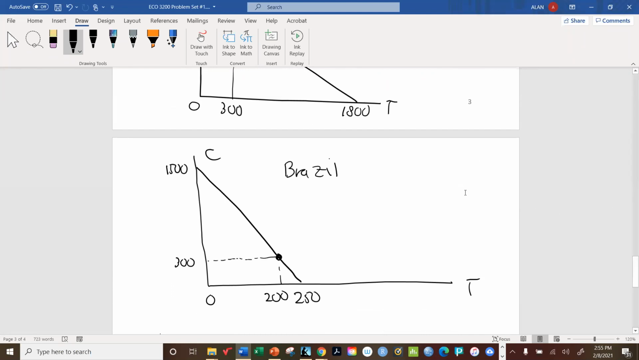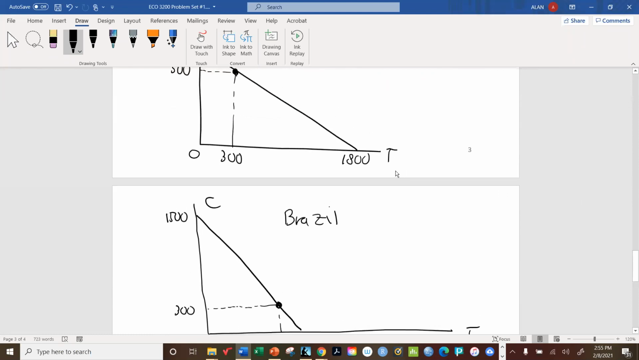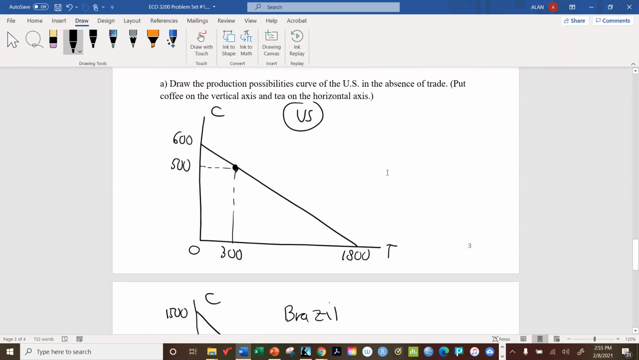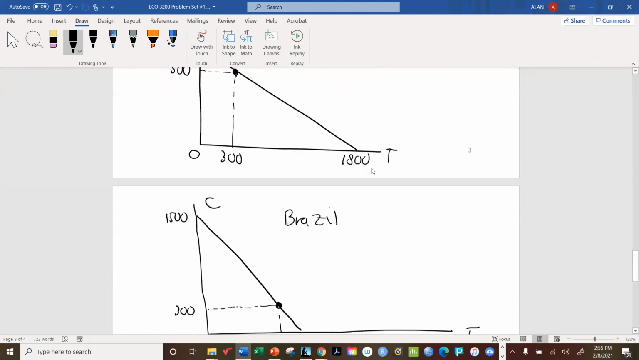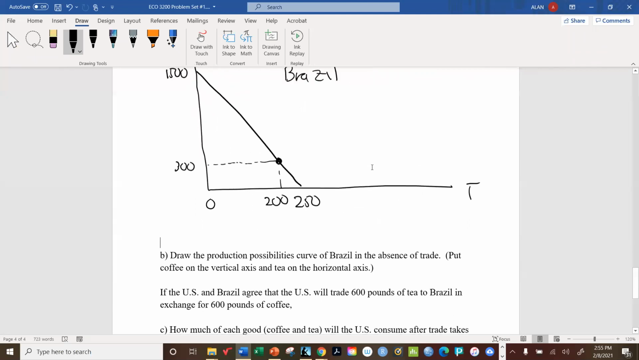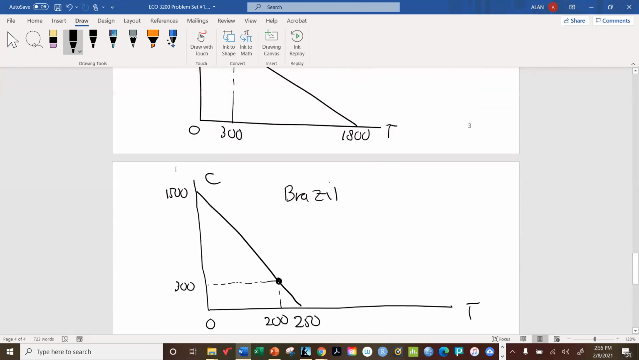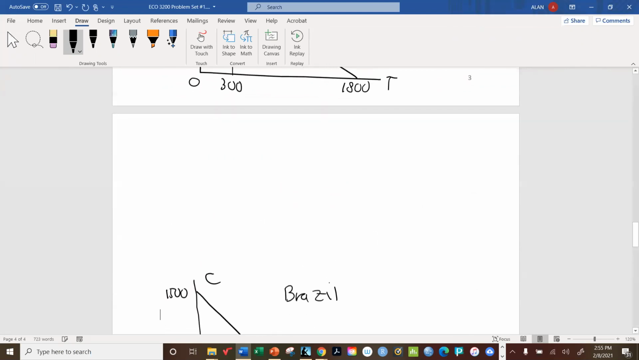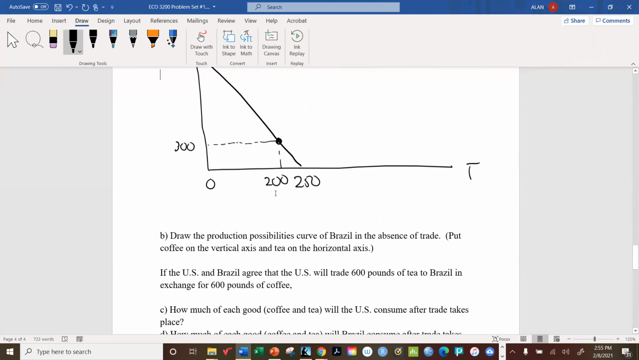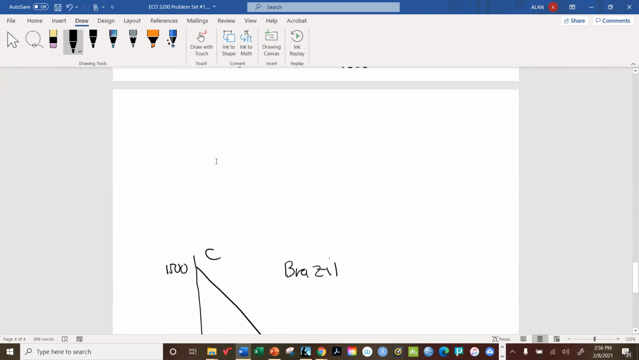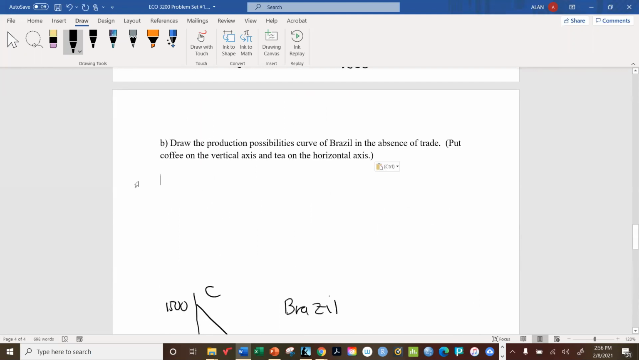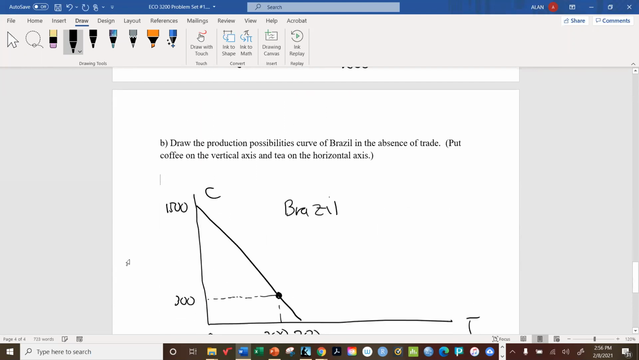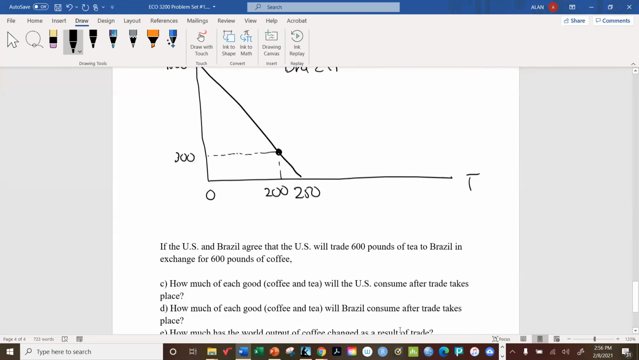Very well. Now, of course, you know what's going to happen in the next section. The countries will specialize and they will choose to export their surplus to the other country. And we'd like to know how much that will increase output in the two countries, because we expect this to make everybody better off. So let's see how that actually works. All right, I got these out of order. Here we go. That's the curve for Brazil in the absence of trade.